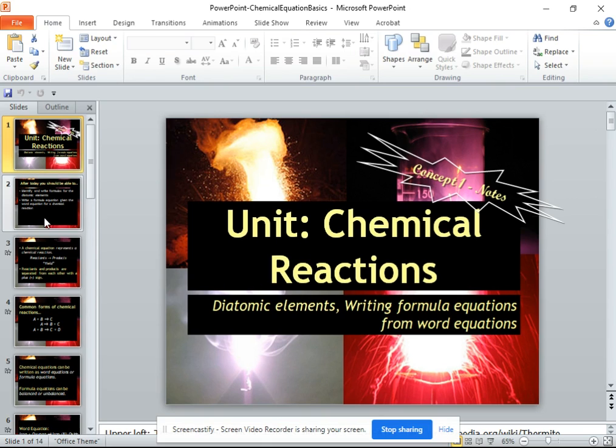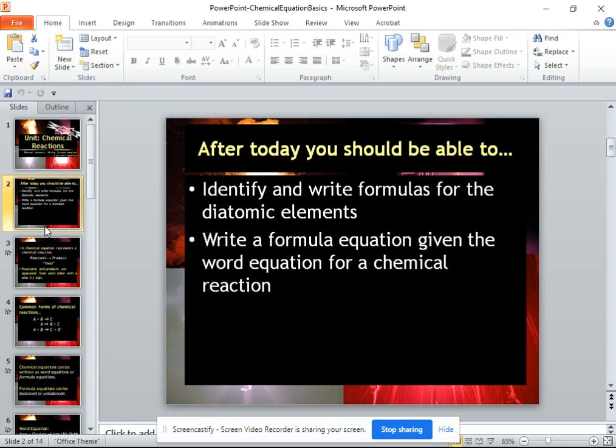All right, so if you want to go ahead and turn to page 5, concept 1 here is about writing formula equations from word equations. So you're going to be given the word equation, you got to write it in the formula. All right, so we want to identify and write formulas for diatomic elements as well as other regular elements, but specifically diatomic is going to be somewhat new to us today, but we've talked about them enough. And then also use a formula equation to write a word equation for a chemical reaction. So top of page 5.